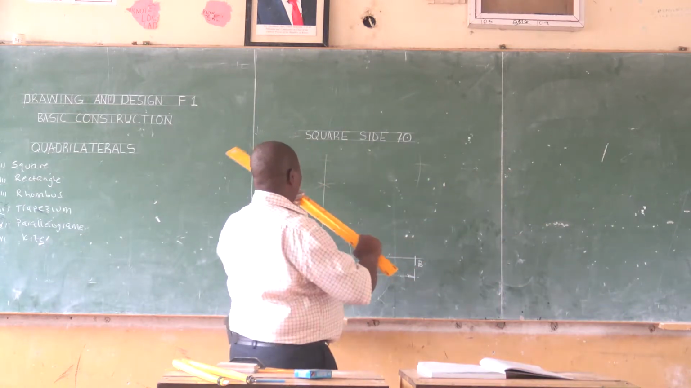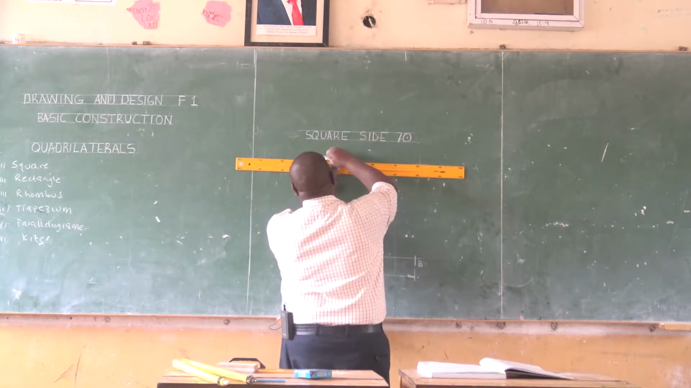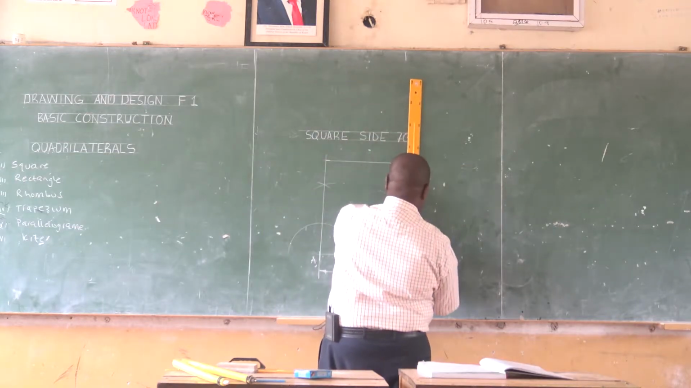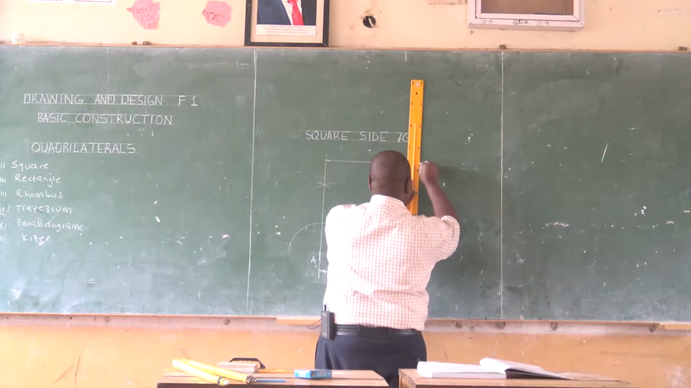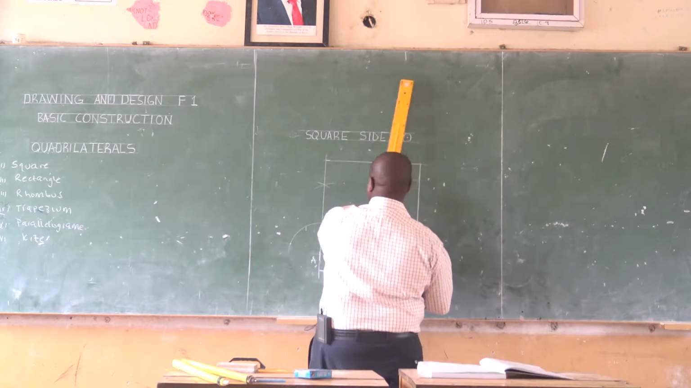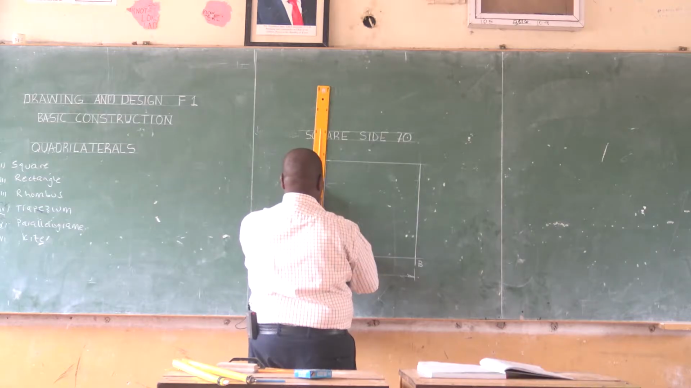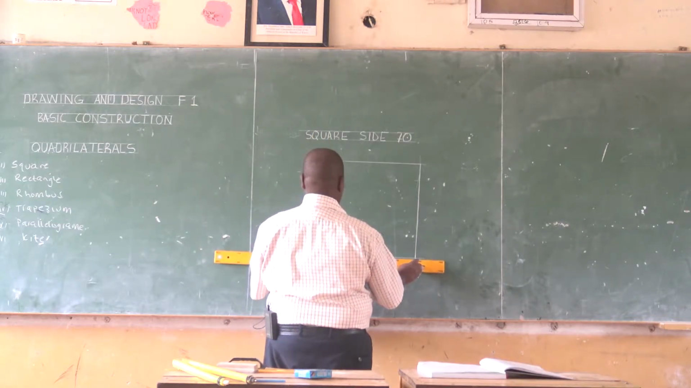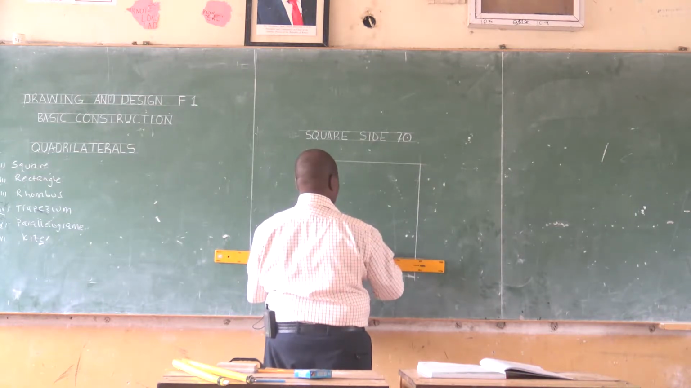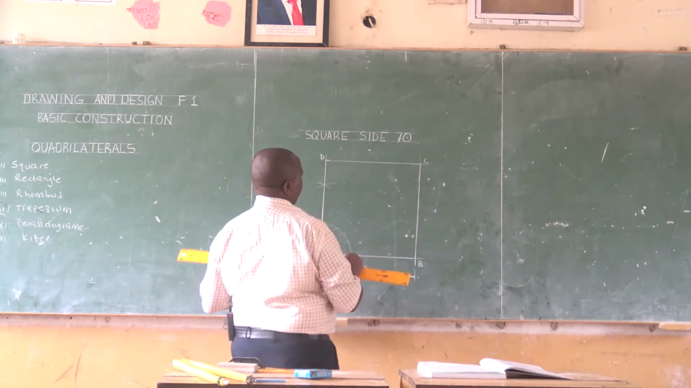Proceed to draw the lines connecting the 4 points to complete the square. Now, for the purposes of clarity, we outline the complete square ABCD. ABCD is the required square.